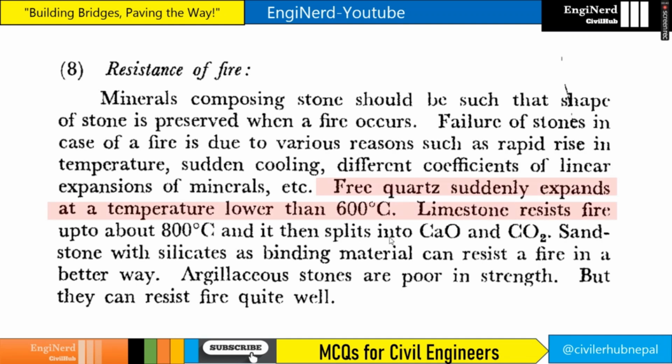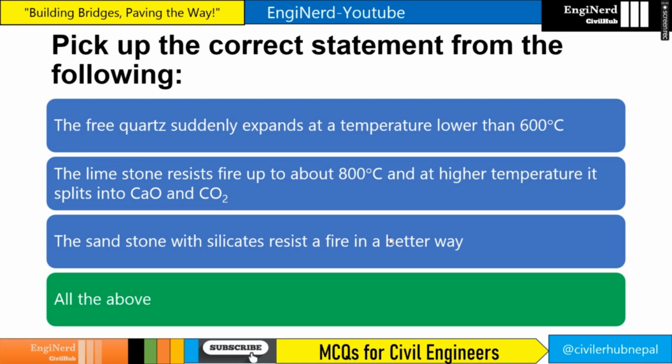Free quartz suddenly expands at a temperature lower than 600 degrees Celsius. Limestone resists fire up to 800 degrees Celsius and it splits into CaO and CO2. And sandstone with silicates as binding material can resist fire in a better way. So the answer is all of the above.